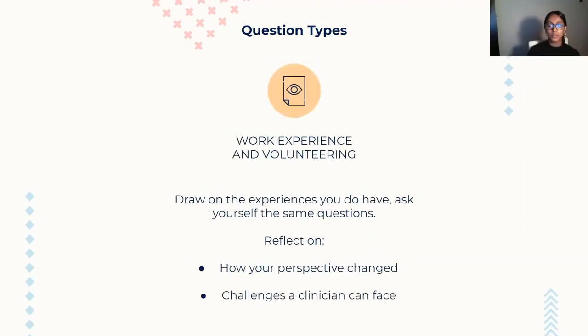So now we come on to work experience and volunteering. So in 2020, you will likely have to draw on your experiences from virtual volunteering or virtual work experience platforms. Although this is very different to previous years, you still will be learning about the role of a doctor and asking yourself the same questions, albeit having a different source or type of work experience. Whenever you talk about work experience or volunteering, make sure to explain what you've learned from your experience to demonstrate your ability to reflect.